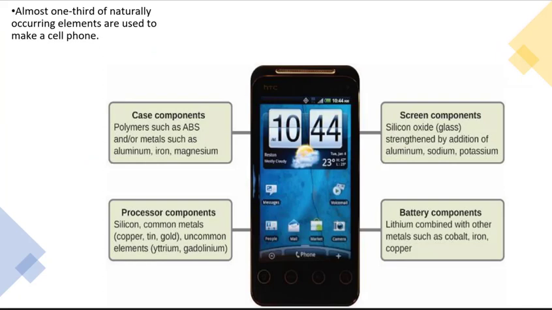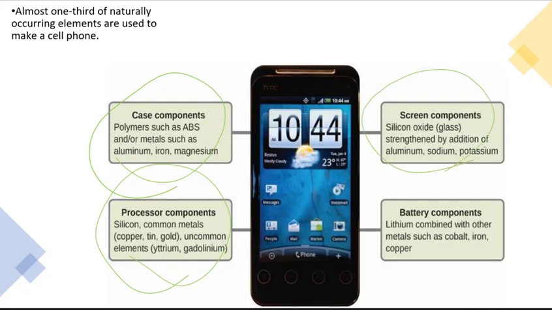Sometimes it's hard to think about how elements relate to our everyday lives, but we all know how important our cell phones are to us. And it's pretty interesting to see that almost 1/3 of naturally occurring elements are used to make a cell phone. For instance, the case components contain polymers such as ABS and or metals like aluminum, iron, and magnesium. The processor components have silicon, copper, tin, gold, yttrium. The screen components are silicon oxide, strengthened by adding aluminum, sodium, and potassium. And of course we have our battery components, lithium combined with other metals like cobalt, iron, and copper. Pretty neat to think about all of that.